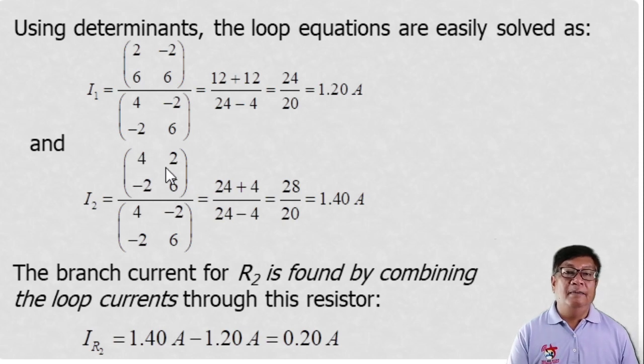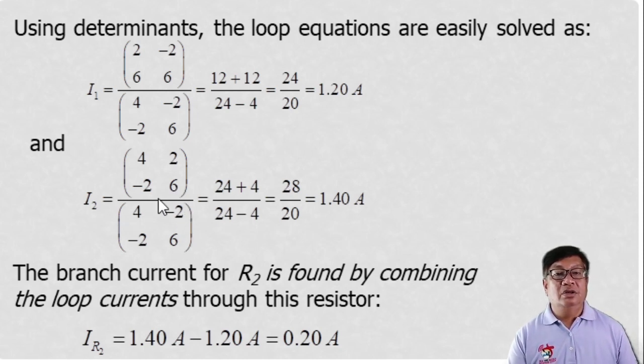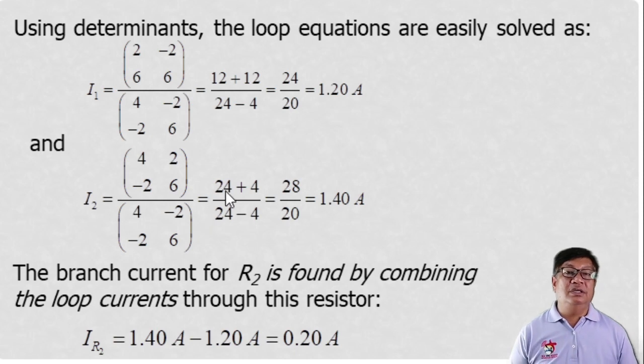And then your second column, because your I2 is your unknown, the second column here will be replaced by the constants of the equation, which are 2 and 6. So the same denominator natin. So we have to simplify this. We have this 24 plus 4, 4 times 6 minus 2 times 2, that is a positive 4.